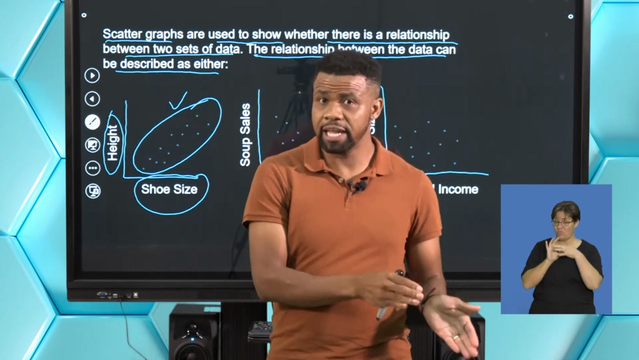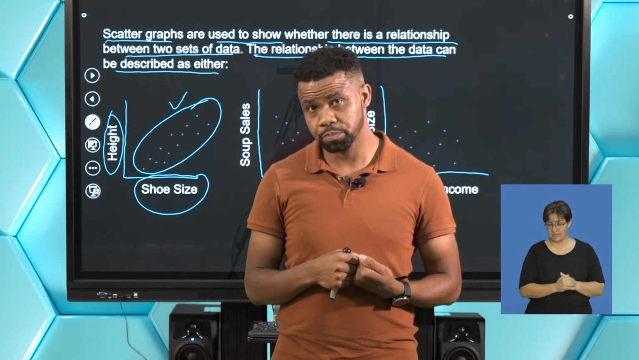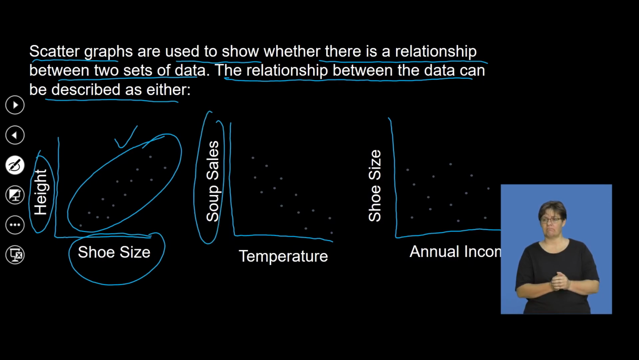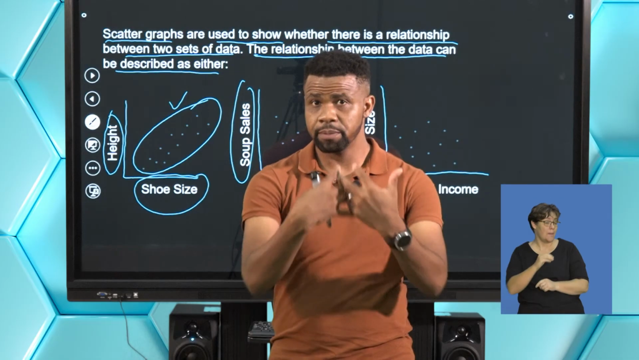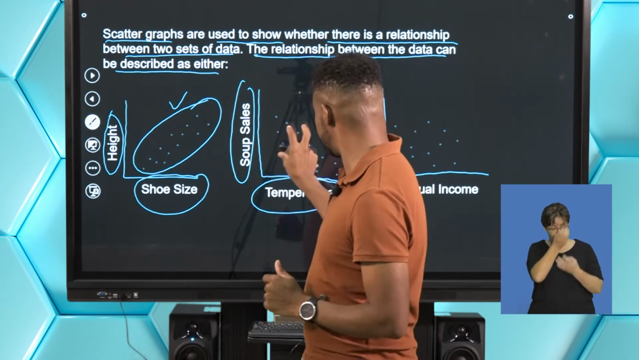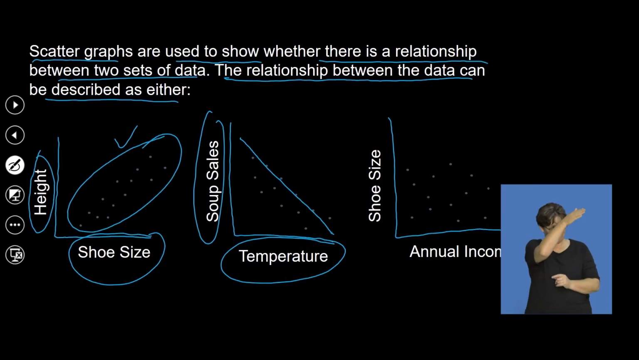There is a strong relationship. It can be true, it can be false, but there's a strong relationship between the two. If you look at soup sales and temperature, it doesn't necessarily mean people buy soup based on temperature. Maybe, but this is the data collected. And actually, you're getting a negative kind of graph, but the points are still close together. So it's actually negative correlation.